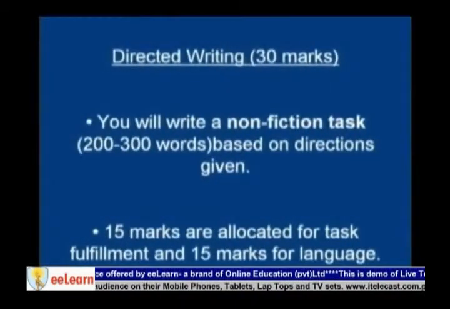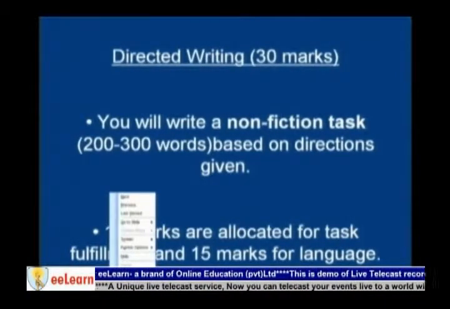Directed writing carries 30 marks. You will write a non-fiction task of about 200 to 300 words. When we say 200 to 300 words, that means the minimum word limit is 200, not less than 200, and the maximum is 300, not more than 300. Now, counting of the words is very important. Every single word is counted as well. You have to write whatever task is provided to you. You have to follow the directions and accomplish the task.